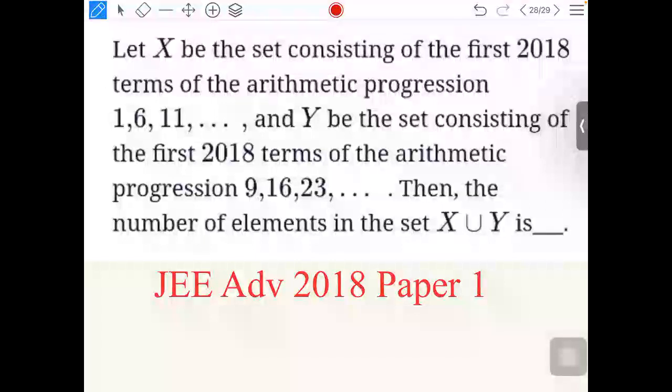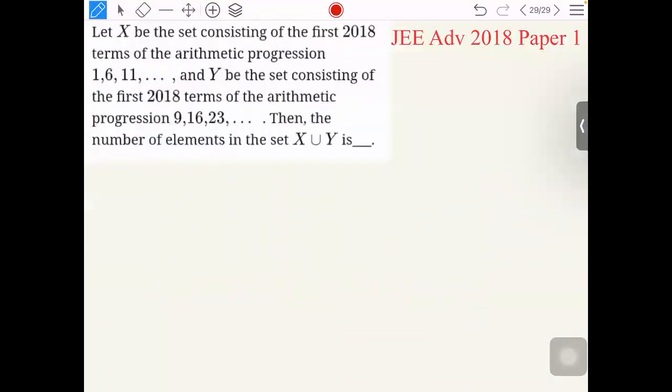Okay, now let me try. This question came in JEE Advanced 2018 paper 1. Question says that let X be the set consisting of the first 2018 terms of arithmetic progression 1, 6, 11, and so on. So the terms are 1, 6, 6 plus 5, 11, 11 plus 5, 16, 16 plus 5, 21, and so on till 2018 terms.